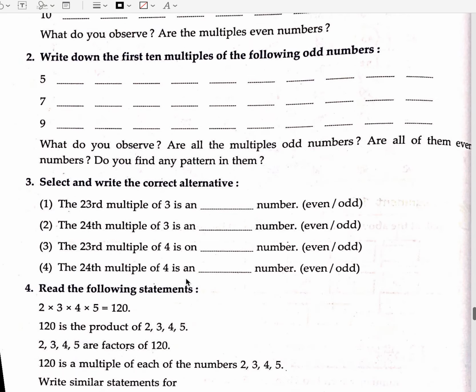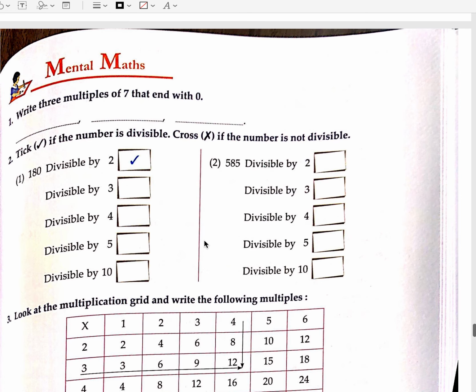An activity which you can do from home. Now we'll do mental math. So write 3 multiples of 7 which end with 0. So the first multiple would be 70.